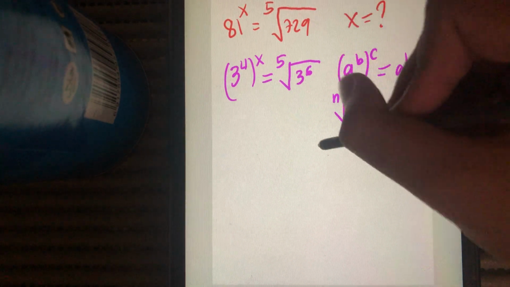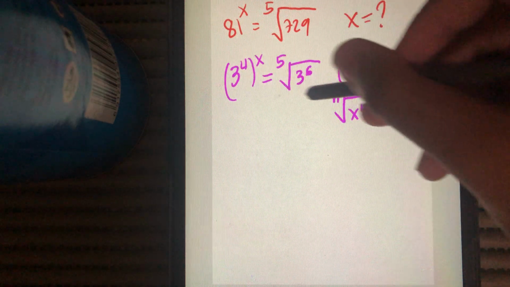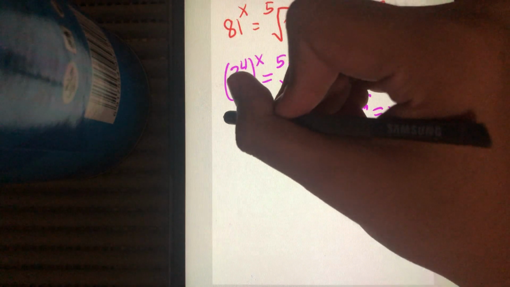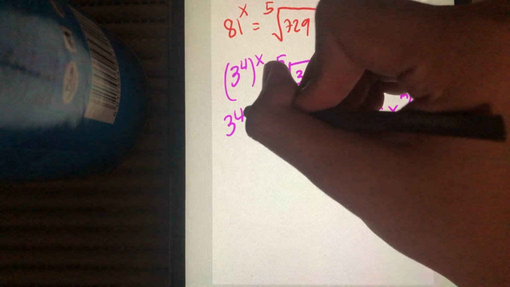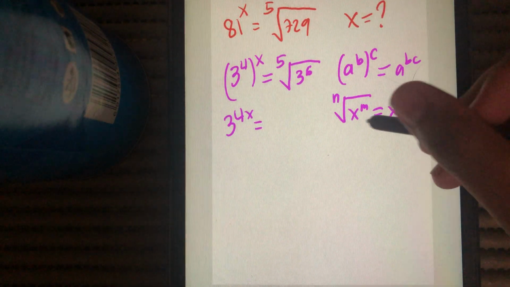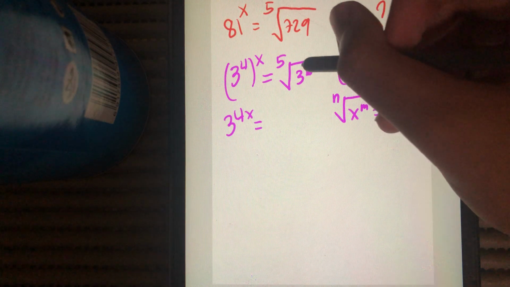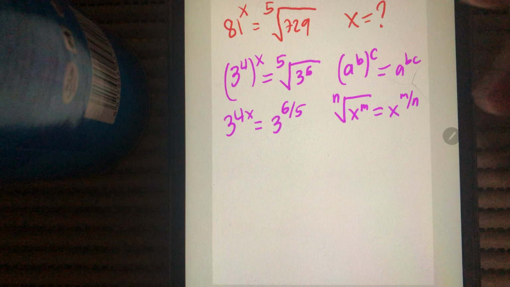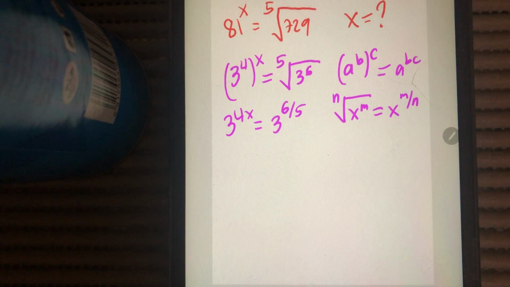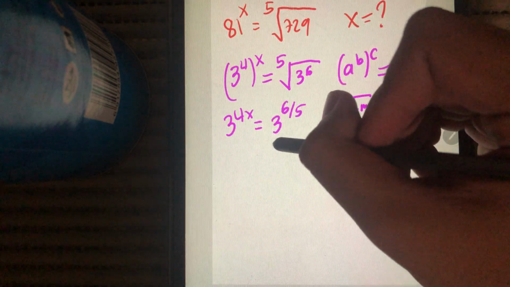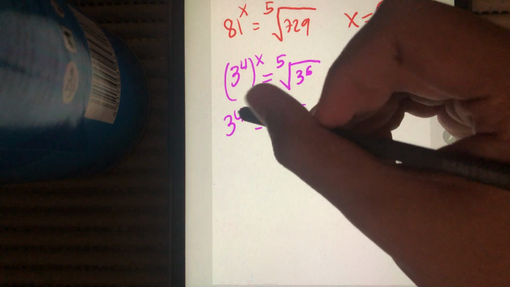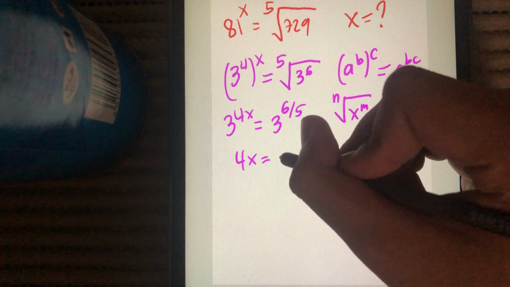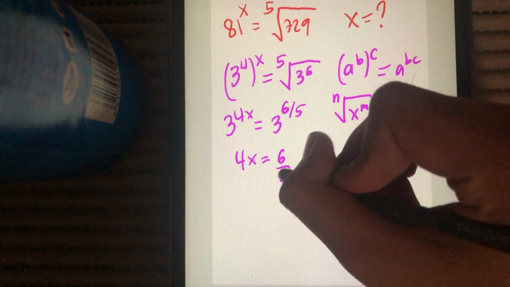Let's apply these two rules on the exponential equation. So this 3 power 4 power x will be written as 3 power 4x. And then this 5th root of 3 power 6 will be 3 power 6 divided by 5. And as we can see, the bases are the same, so we are left with 4x equals 6 divided by 5.